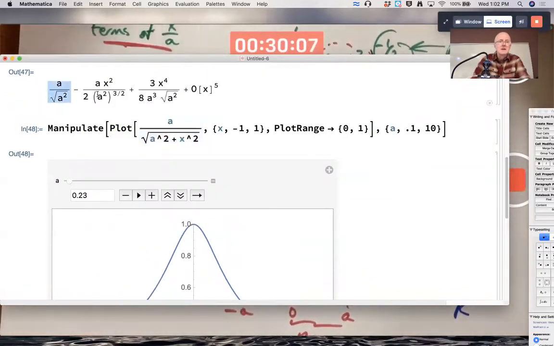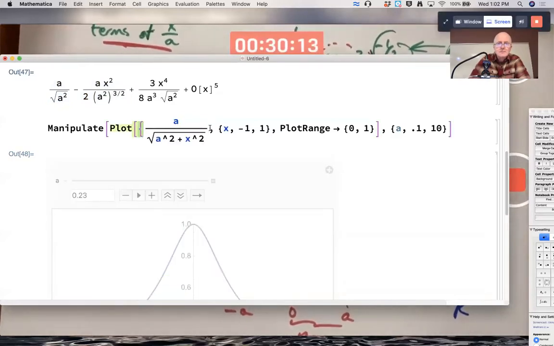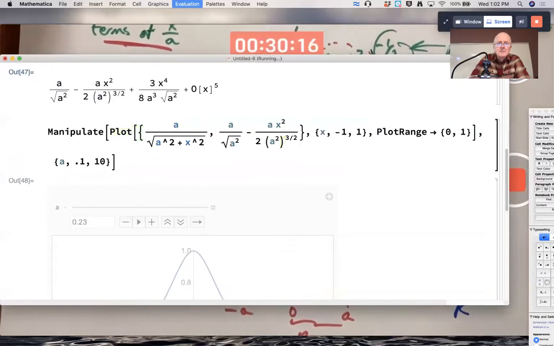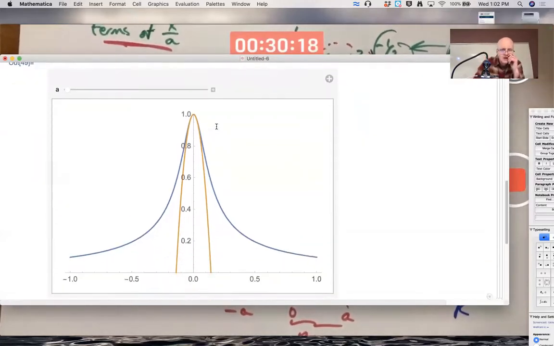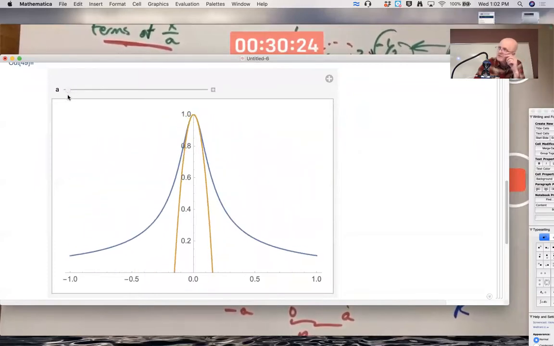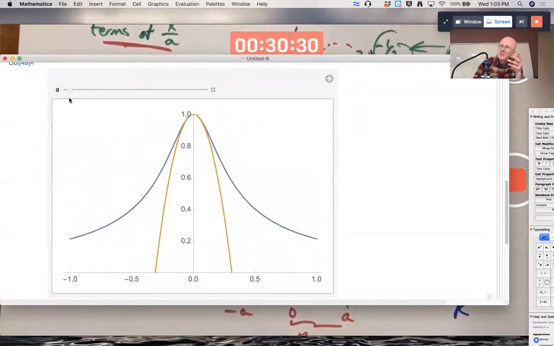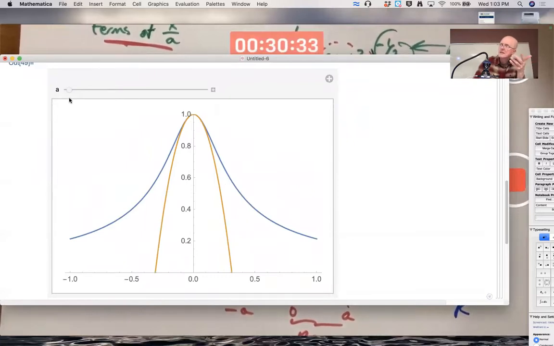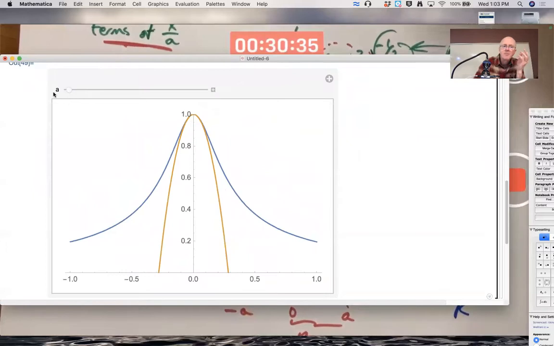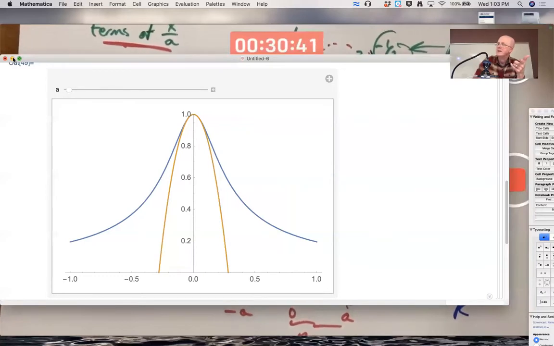Let's go ahead and copy and paste this here and graph it at the same time. This goldish colored graph is a parabola, no matter what A is. It's a good approximation to the blue graph near zero. The blue graph is not a parabola, but it's behaving similar to a parabola near zero. So that's kind of a higher level application, to help you understand why the function is behaving the way it does, to some degree at least. Not a full understanding, it's just an understanding near x equals zero in this case.